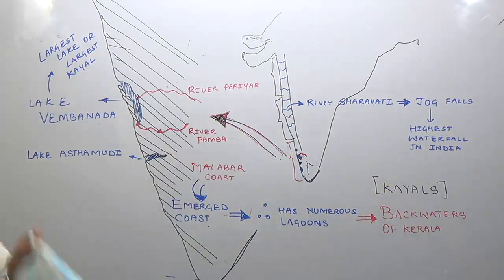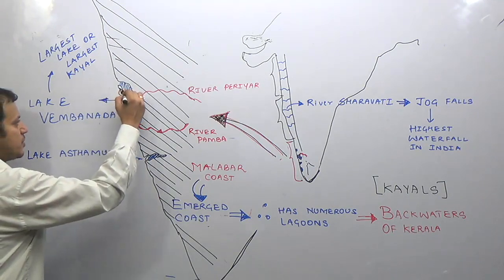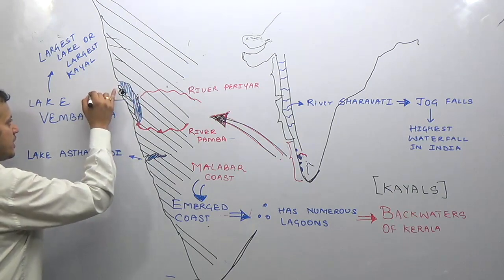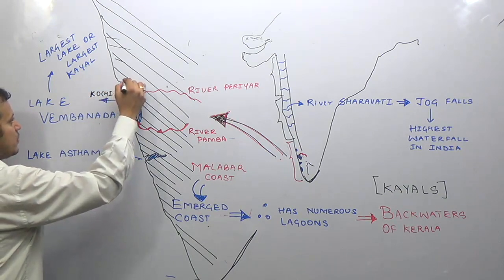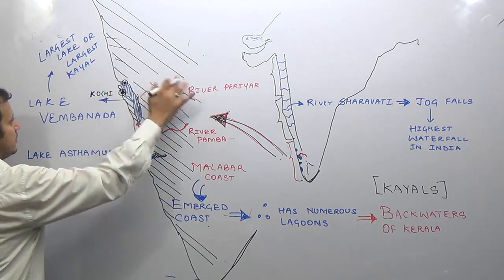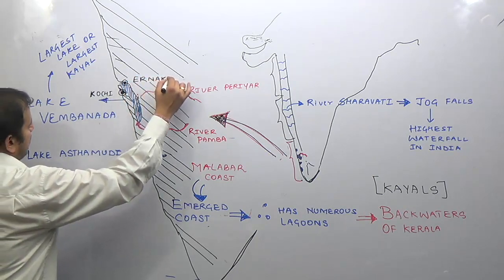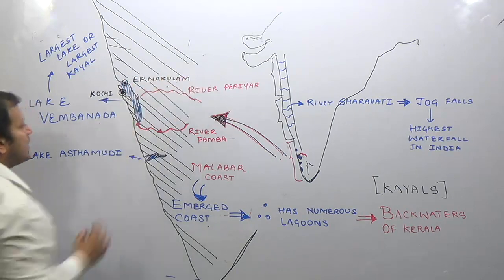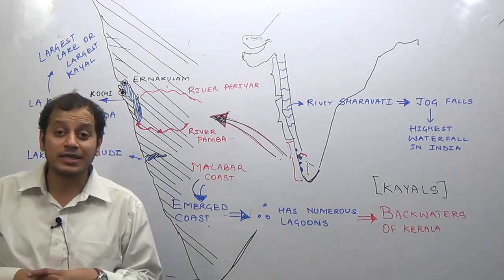Not only this, tell me whether any big city is located here on Lake Vembanad. Can you see what is the name of the city here? The name of the city here is Kochi. Kochi is located here. And Ernakulam is located in this region.